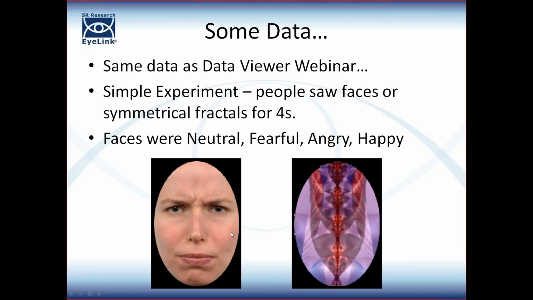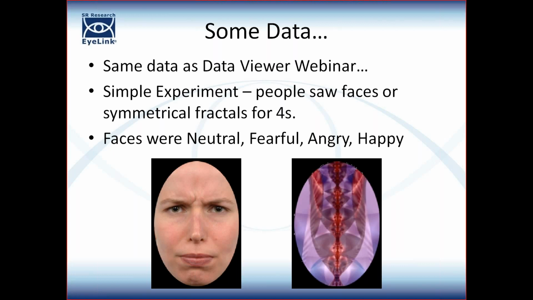people stared at faces or fractals for 4 seconds. Simple as that. Faces were either neutral faces, fearful faces, angry faces, or happy faces. And the experiment itself was nothing to do with pupillometry. We were interested in asymmetries of facial processing. So we're interested in which eye did people look at first? Did they spend more time on the left or the right side of the face? Does this correlate with their handedness, with schizotypy scores, all sorts of things like that.